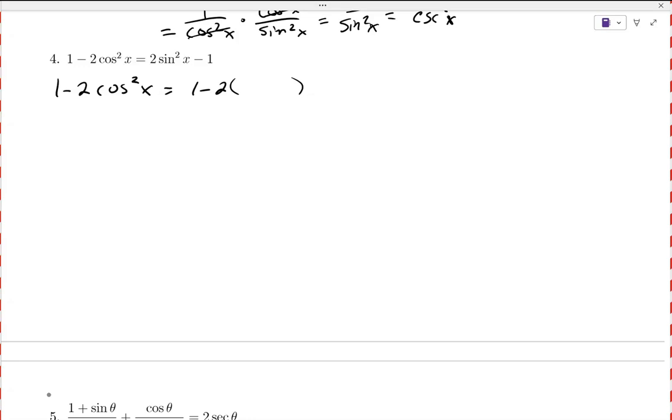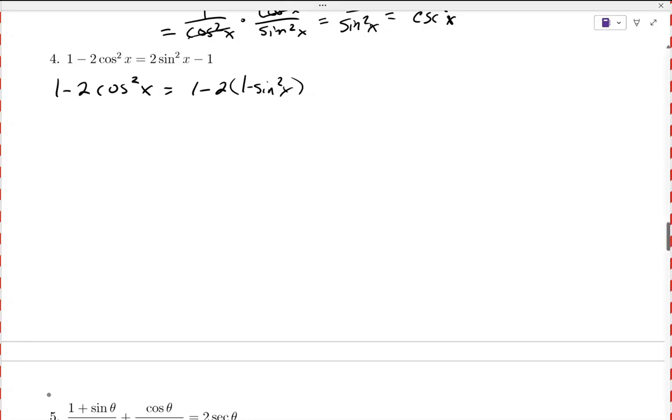Oh, 1 minus sine. Yeah, 1 minus sine squared. Good. That's one of the Pythagorean identities, just rewritten, right? Probably the most famous Pythagorean identity, if you will, is sine squared plus cosine squared equals 1.